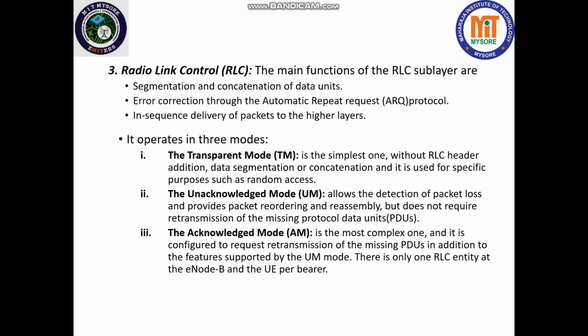The third one is the acknowledged mode or AM. It is the most complex one and it is configured to request retransmission, which was missing in the UM mode. There only detection was there. Here it requests retransmission of the missing PDUs or protocol data units in addition to the features supported by the UM mode. There is only one RLC entity at the eNode B and the UE per bearer. That means for a particular user equipment there will be only one RLC, on the user side as well as on the eNode B side.